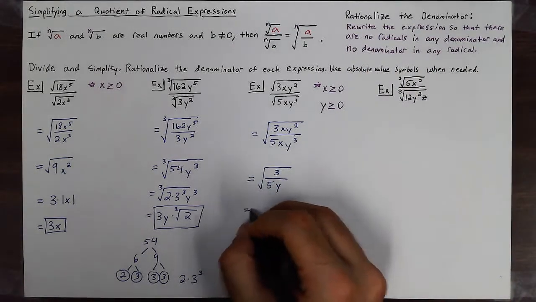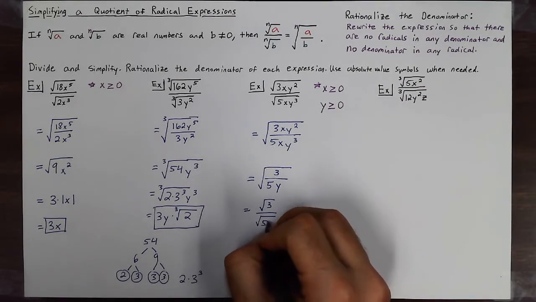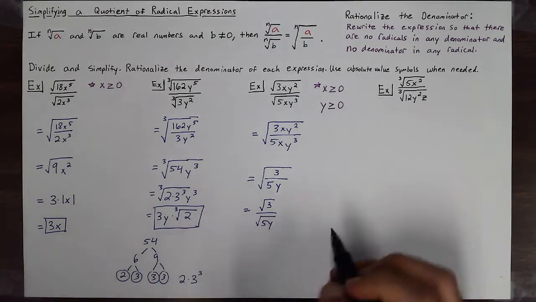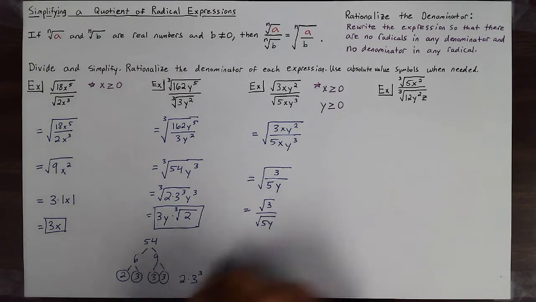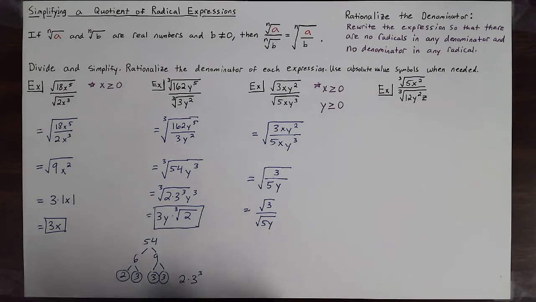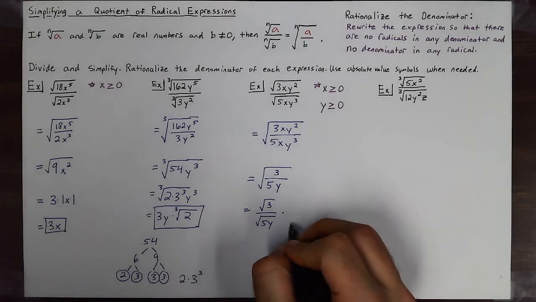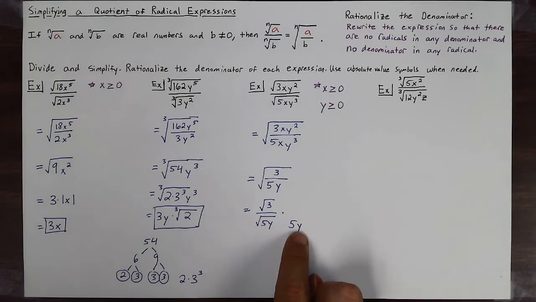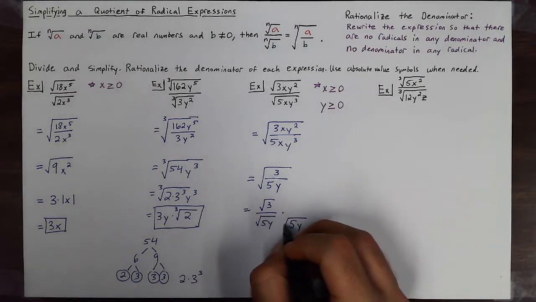So if I separate this back again to the square root of 3 over the square root of 5y, I now want to rewrite this so that there's no radical in my denominator. The way to make that happen is to multiply by something that would create perfect squares in that radical in the denominator. Right now it's 5 to the first and y to the first. So if I multiply it by 5 and y, that will create 5 squared and y squared. But I can only multiply things if they're both within the same indexed radical. So it needs to be the square root of 5y.